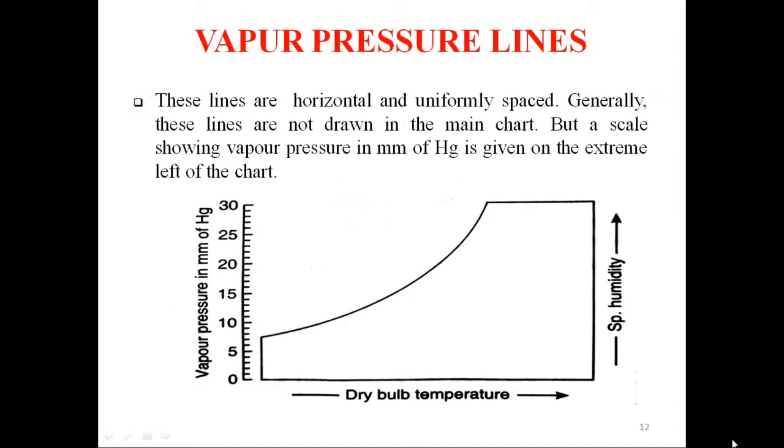Next is vapor pressure lines. These lines are horizontal and uniformly spaced. Generally, these lines are not drawn in the main chart, but a scale showing vapor pressure in mm of Hg is given on the extreme left of the chart, like this one: 0, 5, 10, 15, 20, 25, 30 in mm of Hg. Suppose this is our point, what will you do? You will draw a horizontal line towards the left from this point. So in this way you can get the value.